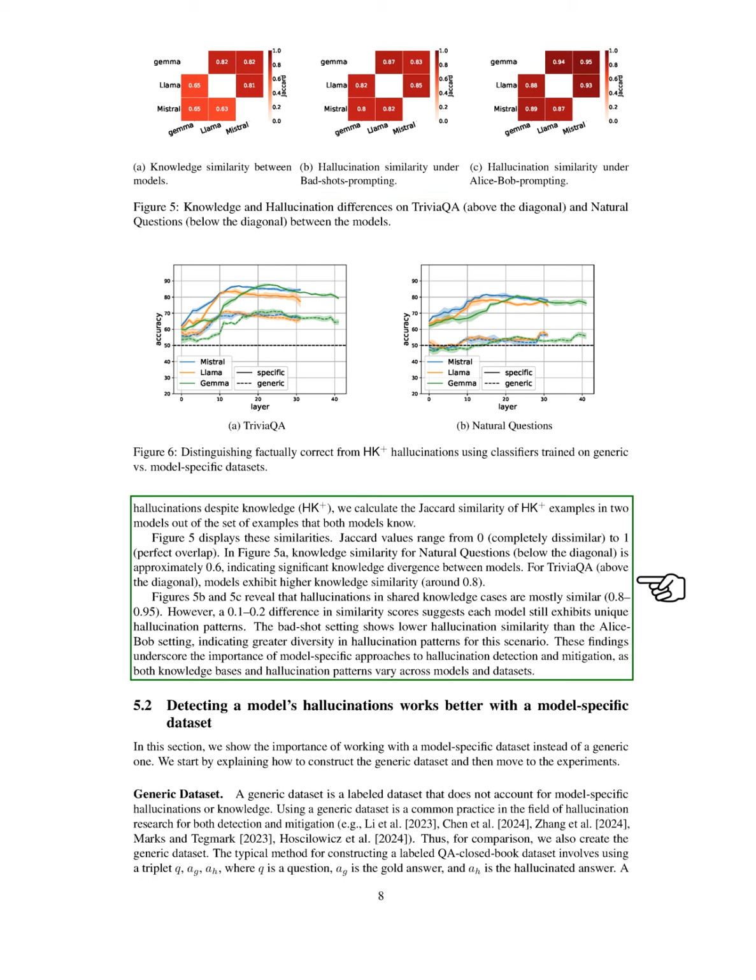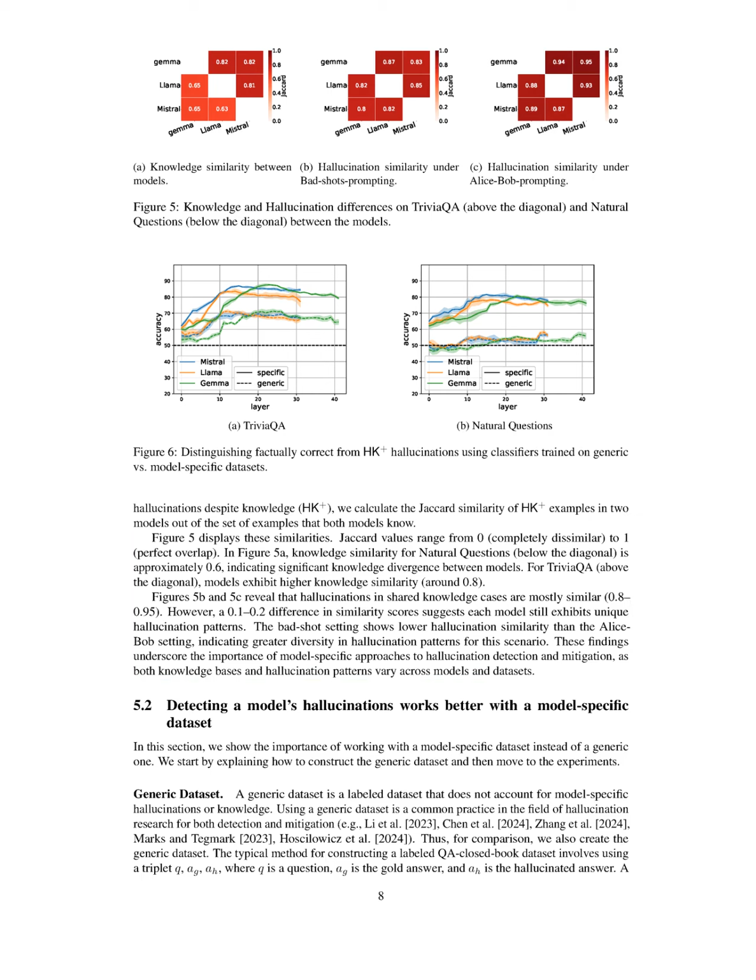We also find that hallucinations in shared knowledge cases are mostly similar, with scores between 0.8 and 0.95, but a difference of 0.1 to 0.2 suggests unique hallucination patterns for each model. The bad shot setting shows lower hallucination similarity than the Alice Bob setting, highlighting greater diversity in hallucination patterns. These results emphasize the need for model-specific approaches to hallucination detection and mitigation, as both knowledge bases and hallucination patterns differ across models and datasets.